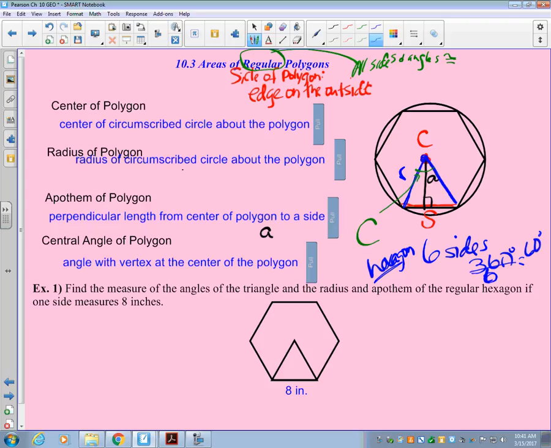What if it were 5 sides? What if it were a pentagon? So a pentagon has 5 sides, so it has 5 interior angles. So 360 divided by 5 is 72 degrees. Okay, so your central angle is going to change depending upon how many sides you have.